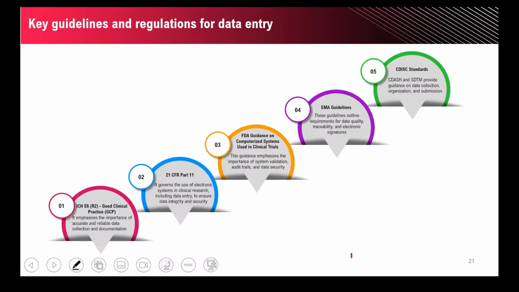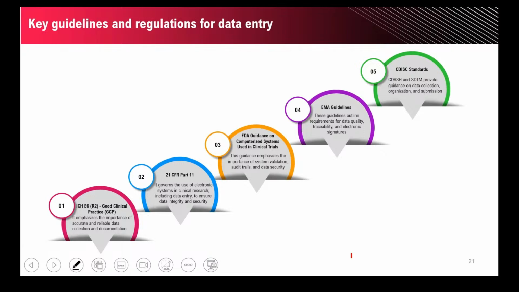The first one is the ICH E6 GCP, International Council for Harmonization of Technical Requirements for Pharmaceuticals for Human Use. E6 is a globally recognized guideline that outlines the standards for the conduct of clinical trials, including data entry and data management. It emphasizes the importance of accurate and reliable data collection and documentation.